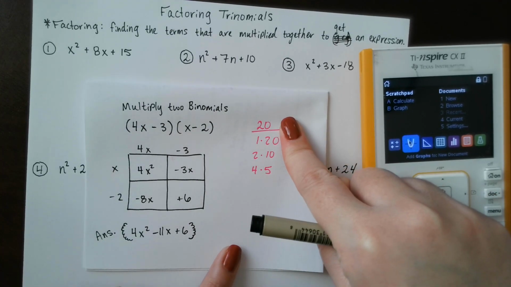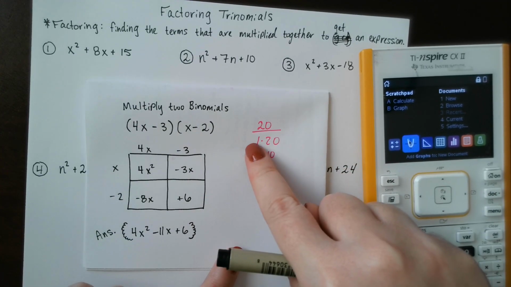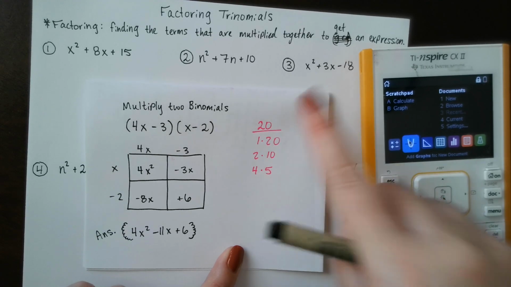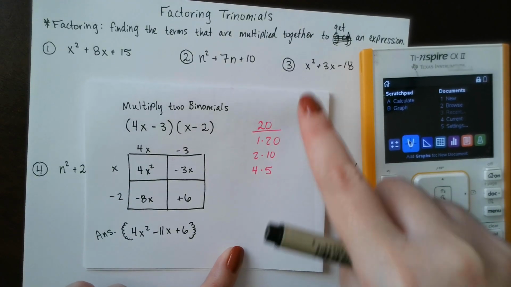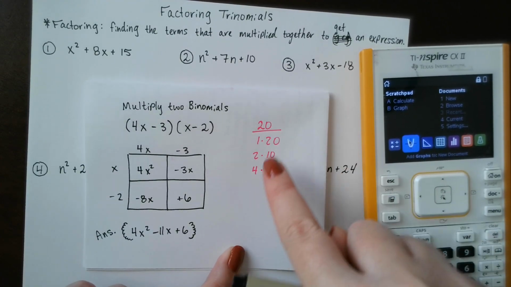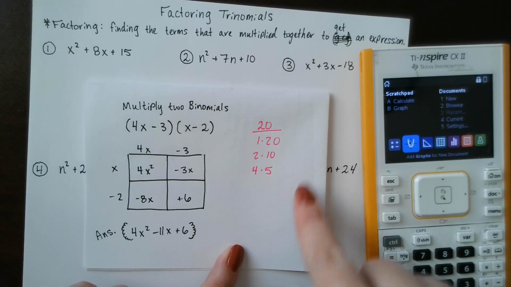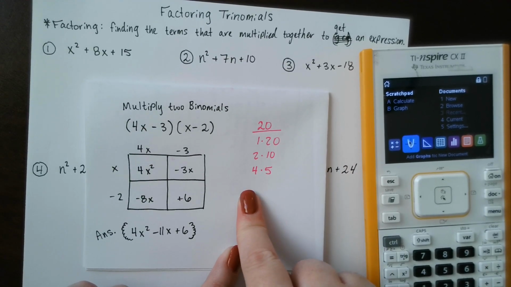Here we have like a baby example. Factors of 20 are just, well, what are the two numbers that you multiply to get 20? So 1 times 20 is 20, 2 times 10 is 20, 4 times 5 is 20. So these are what we call factors.